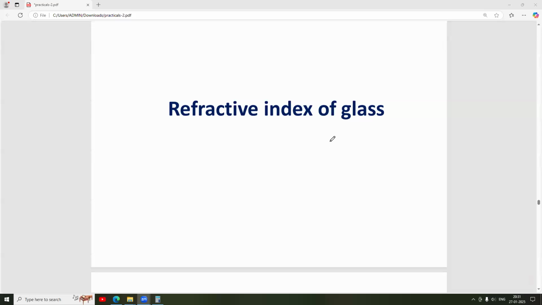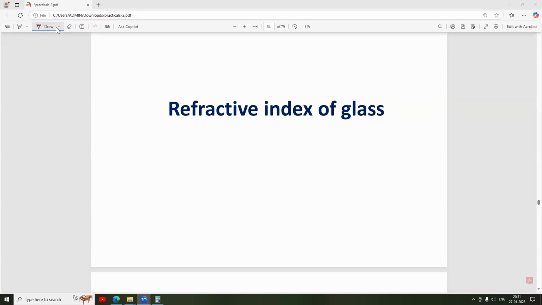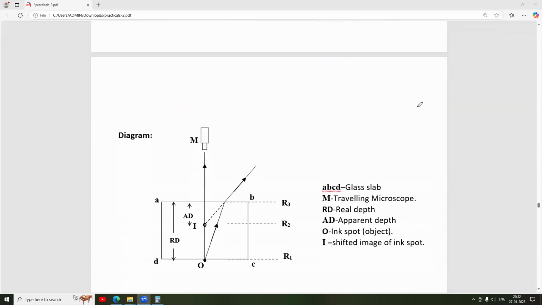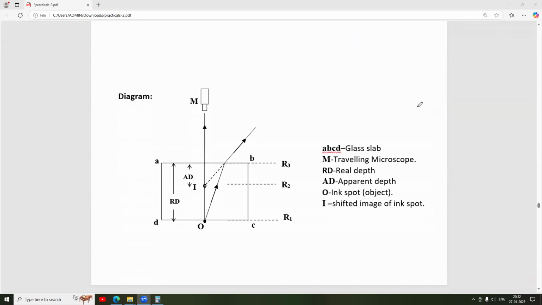Refractive index of glass by shift method, normal shift method. We use a traveling microscope for measuring that shift. Remember the main mistake that you commit here while drawing the ray diagram. So the object is here, whatever the markings or the powder that we keep below the glass slab.